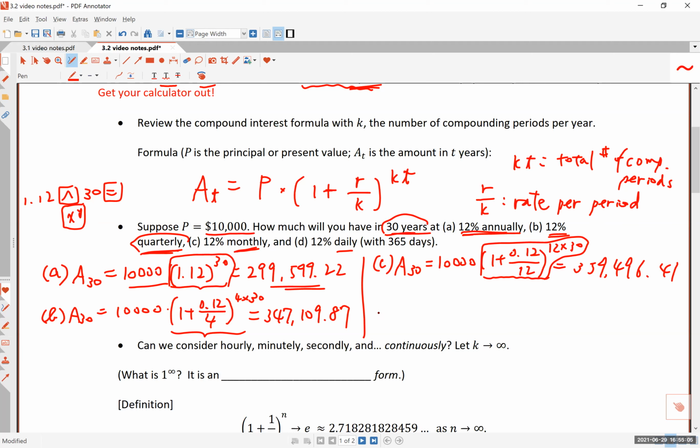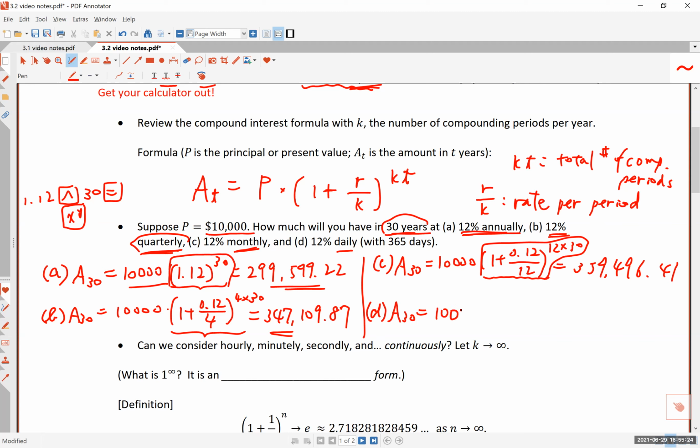And then, are we ready for this? Okay, so that is, yes, more than the answer in part B. So you can see that, again, the more frequent the compounding is, the more money you will end up with. Okay, and then let's do the last one.